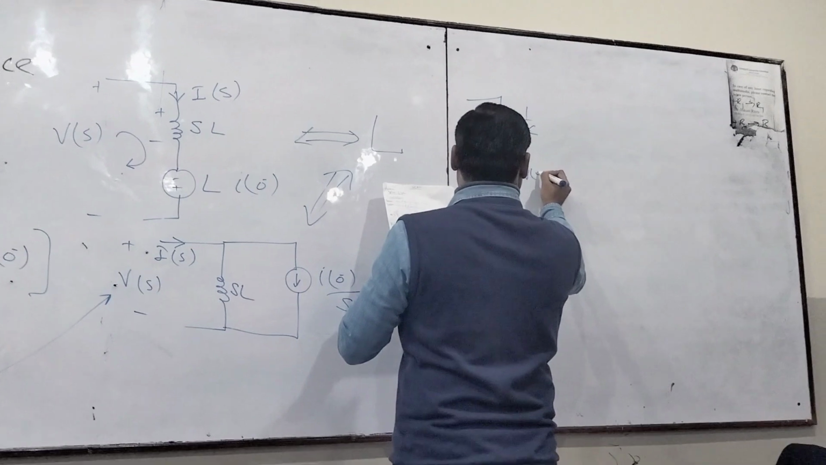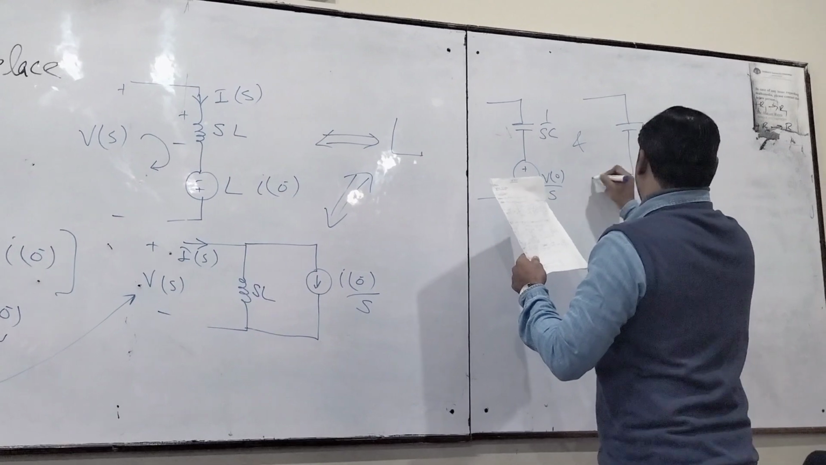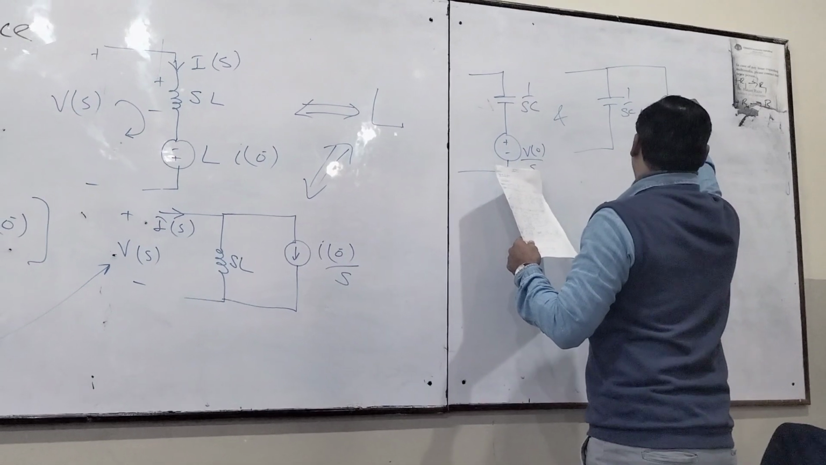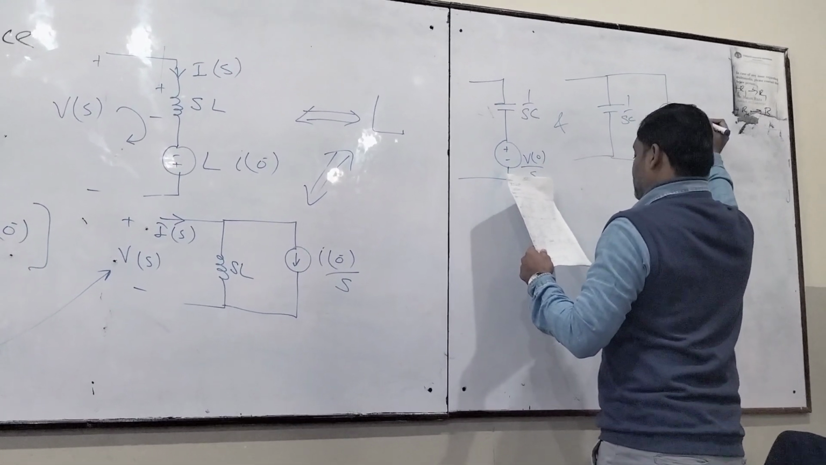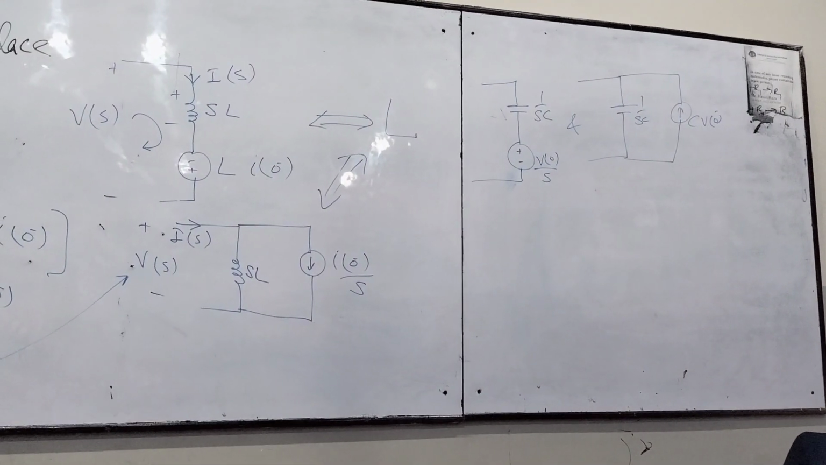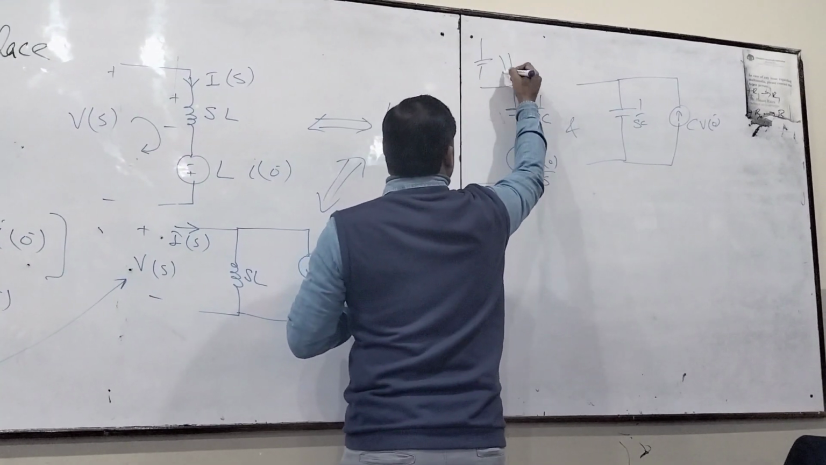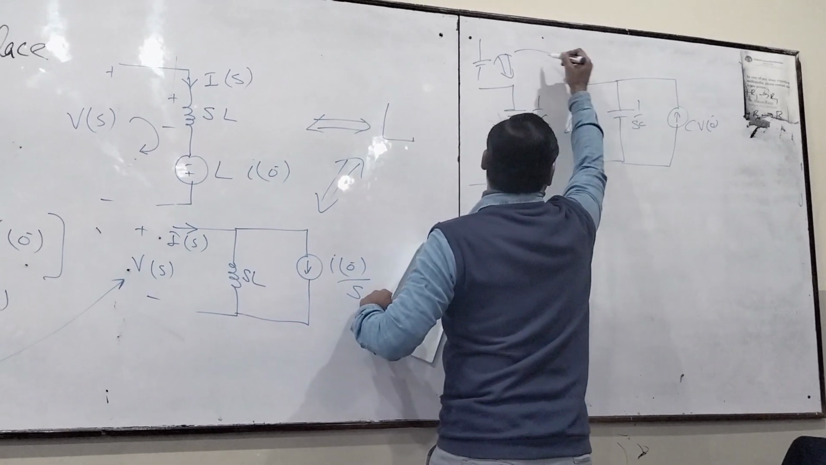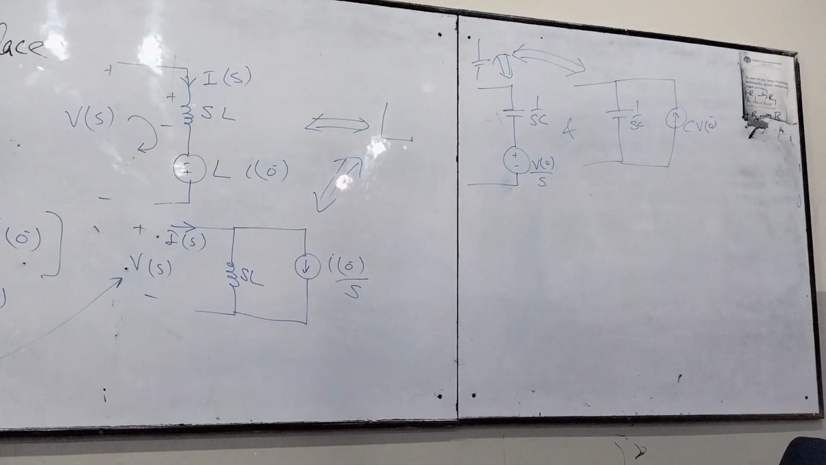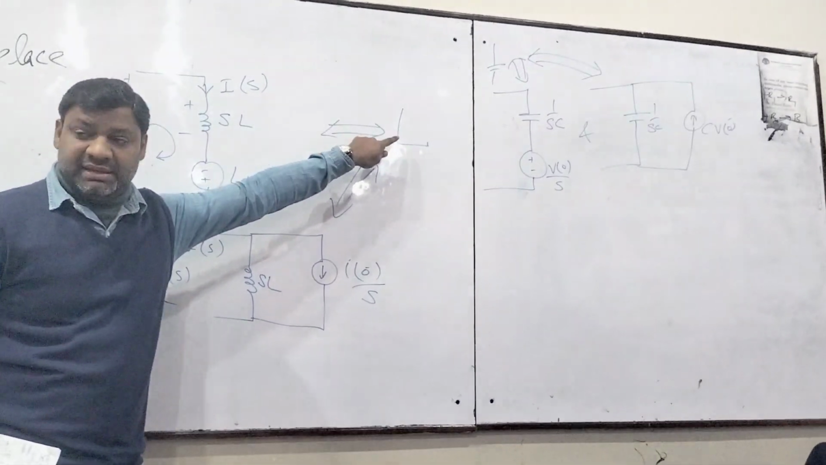1/SC and 1/SC, current source. So if you have a capacitor in the time domain, you could transform like this. If you have an inductor, then you can transform like this.